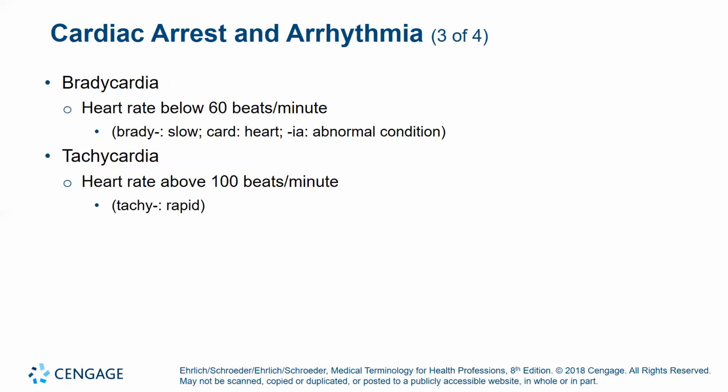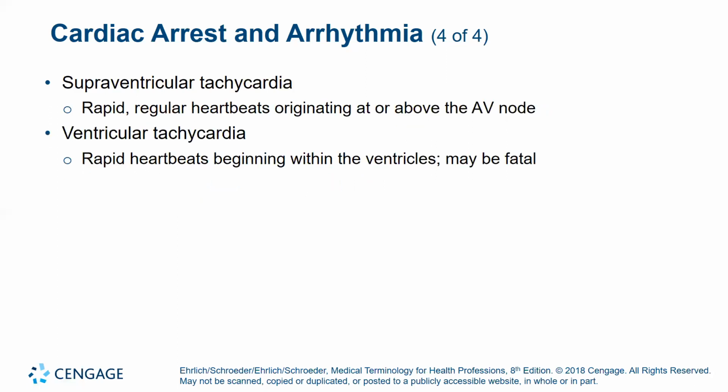We have bradycardia. A heart rate below 60 beats is considered bradycardia. Brady is slow, cardia is heart, ia is abnormal condition. Tachycardia would be a rapid heartbeat, a heart rate above 100 beats per minute. We have supraventricular tachycardia. This is rapid, regular heartbeats that originate at or above the AV node. We have ventricular tachycardia. This is rapid heartbeats beginning within the ventricles, and this may be fatal.